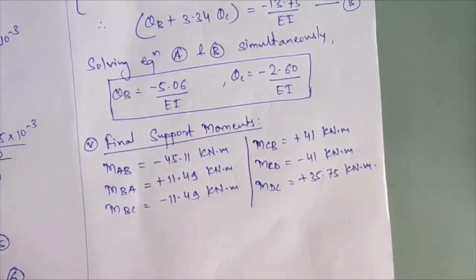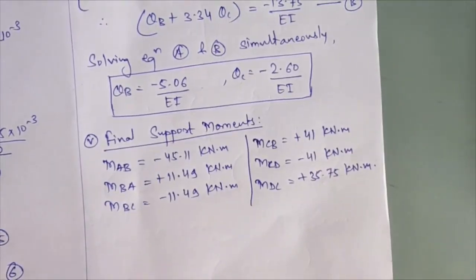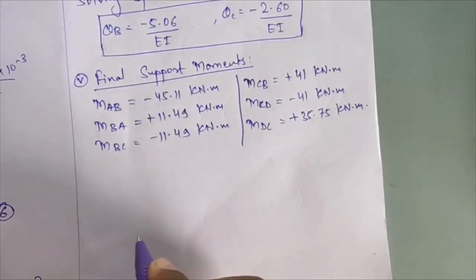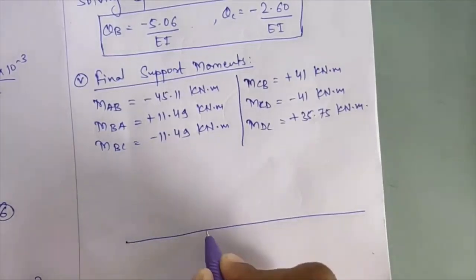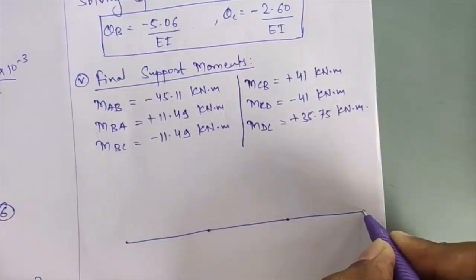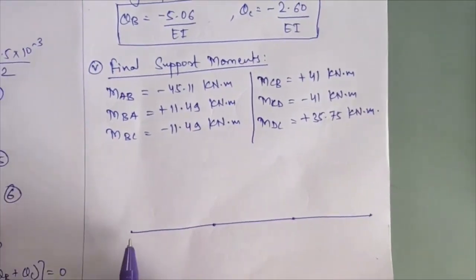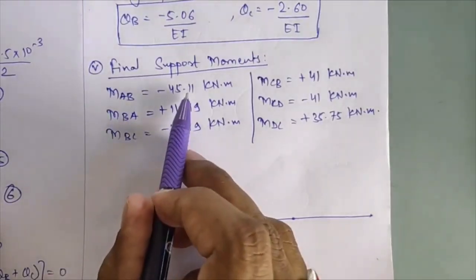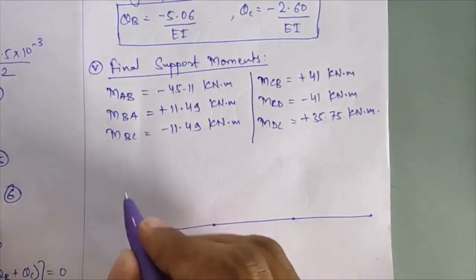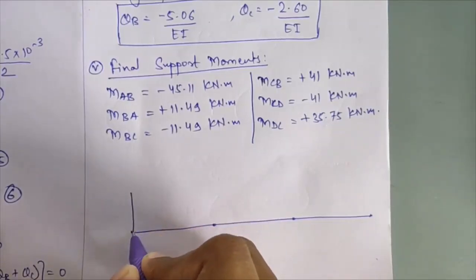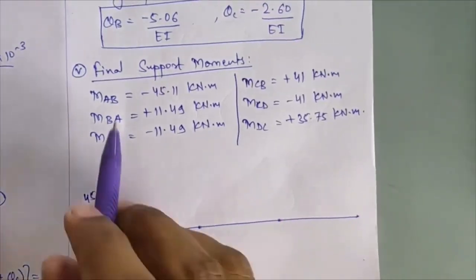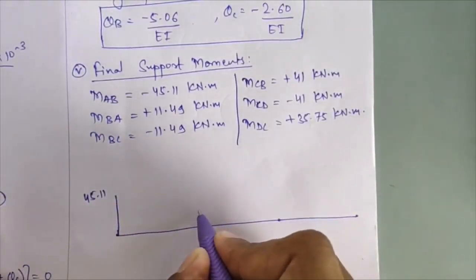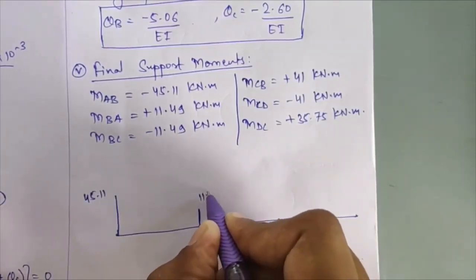Now using the support moments, what you have to do, you have to plot the bending moment diagram over there. Okay, so for bending moment diagram we know the sign convention over there. I'll not repeat those sign conventions again. So first I'll mark all the points, that is your support A, support B, support C, and support D over here. Okay, so we'll see one by one. That is MAB I am getting minus 45, minus it is, so it will be plotted on upward side over there. Okay, so this I am getting as 45.11. Next BA moment I am getting as plus 11.49. So somewhere here it will be 11.49.